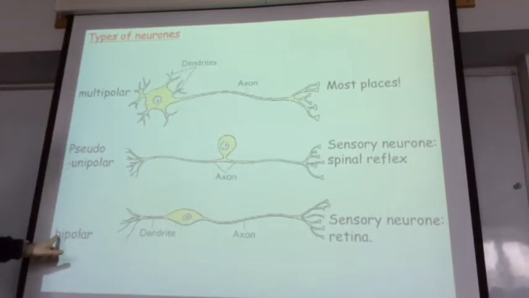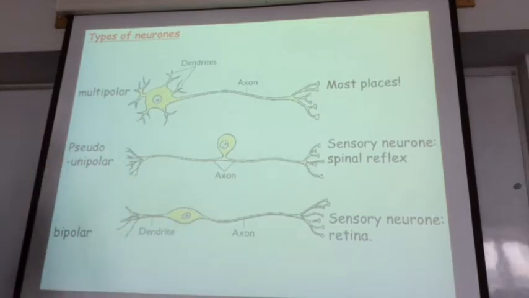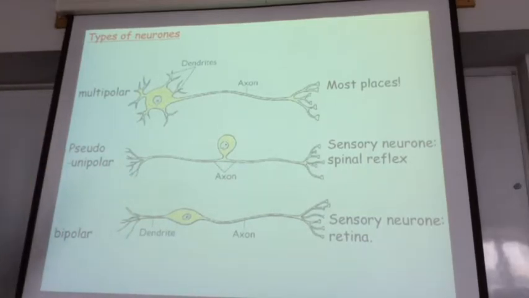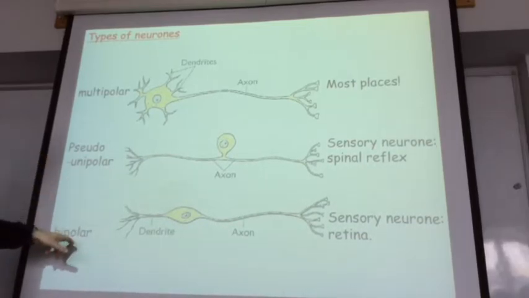Bipolar is down at the bottom. That's easy. There's a cell body and it can go either way. I'll be mentioning those to you when I talk to you about the eye. That's the only place I can just off the top of my head think about that these type of neurons exist. So that's bipolar. They go up both ways.